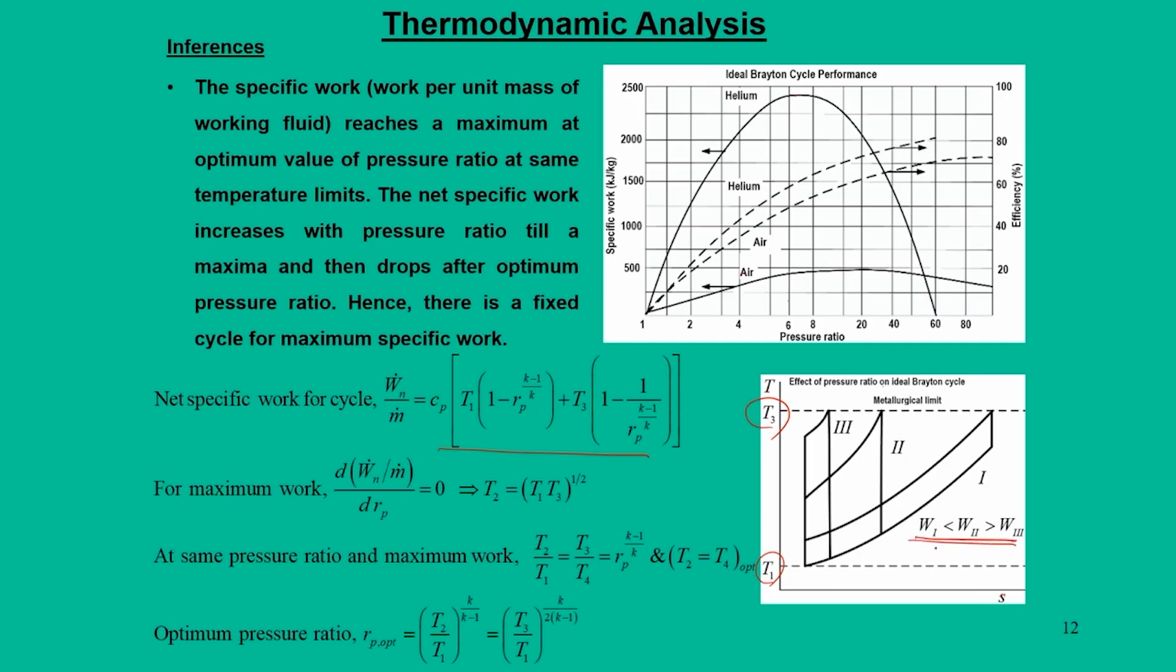This particular TS diagram shows 3 cycles, cycle 1, cycle 2 and cycle 3, where cycle 1 has a wider range and cycle 2 has a smaller range.